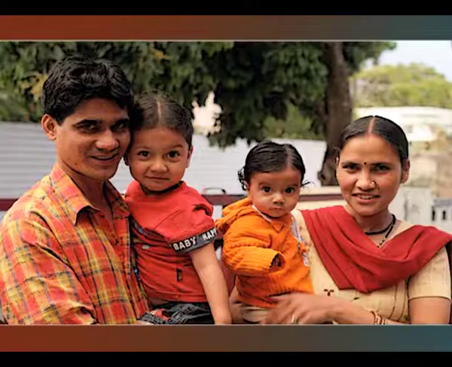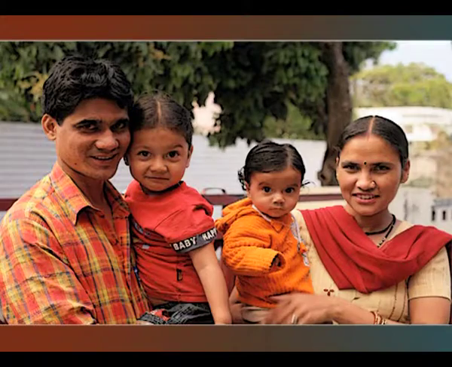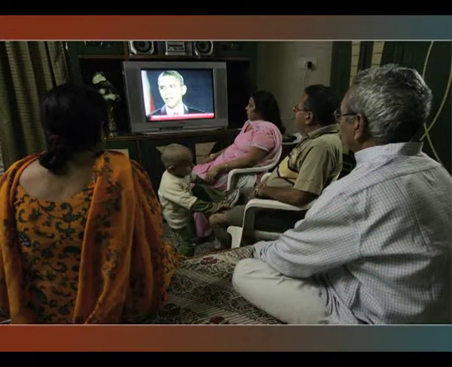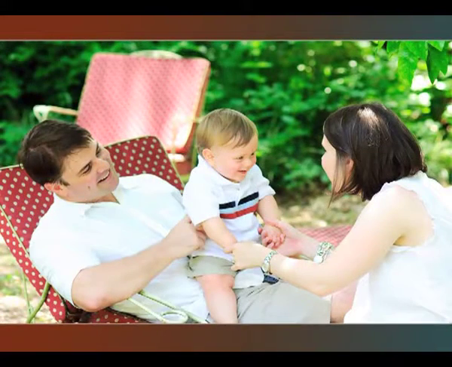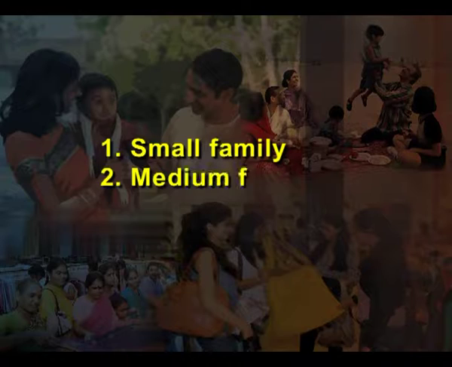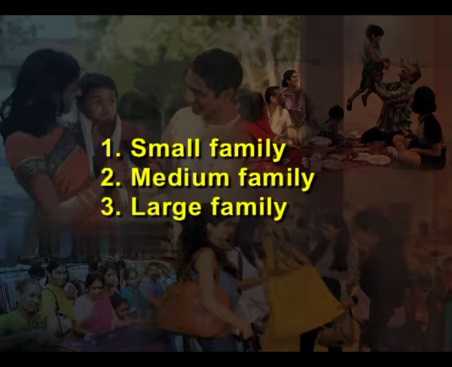Family composition means the age, that is children, adults, etc. and number of members living in the family. It is simply known as the family size. Family size generally can be of three types. They are small family, medium family and large family.